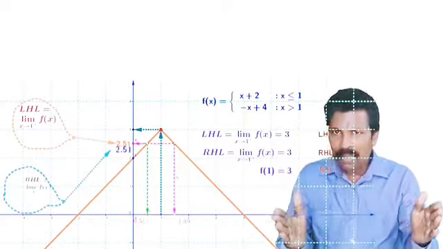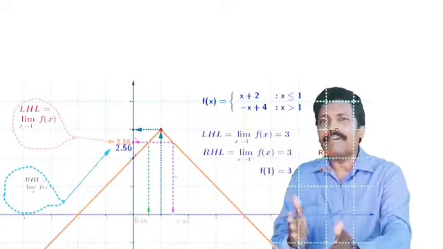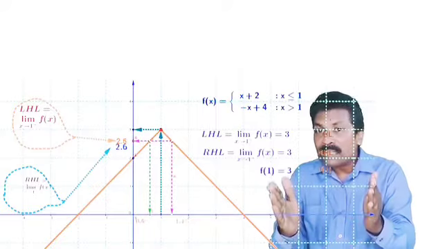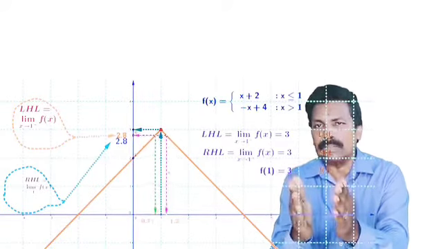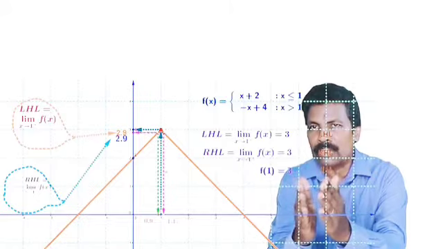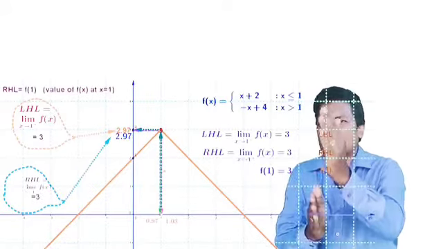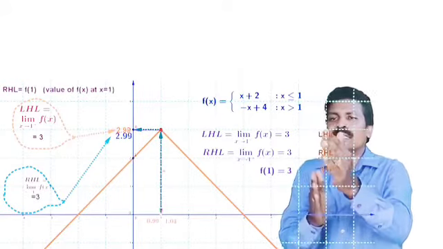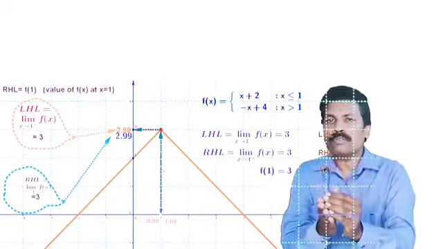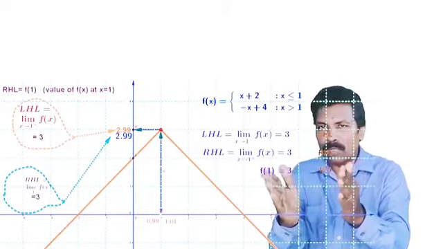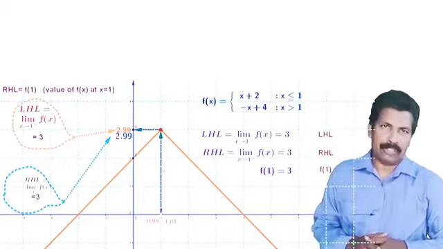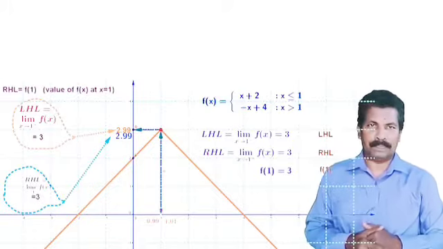Left hand limit is there, right hand limit is there, and the functional value is also there. We can see that all the values are becoming coincident. So the left hand limit is equal to 3, right hand limit is equal to 3, and f(1) is also equal to 3. All the values are coincident. That is the third case.